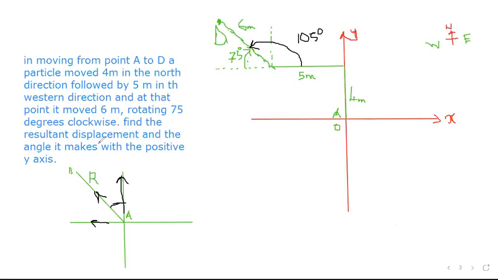So the question was telling us to find the resultant displacement and the angle it makes with the positive y-axis. So in finding the displacement, just get this and express them as their components. Since this is just in the northern direction, it means it has no component whatsoever in the x direction.